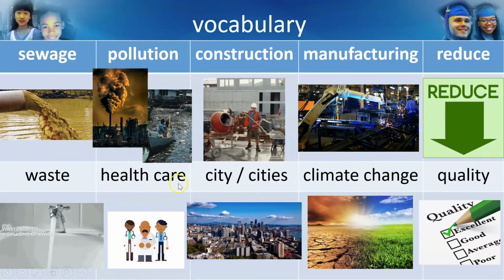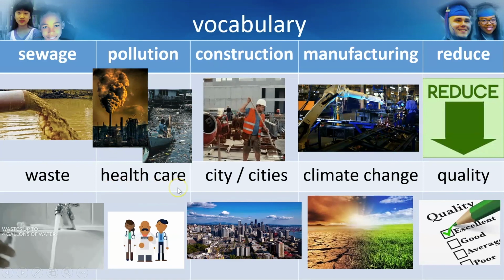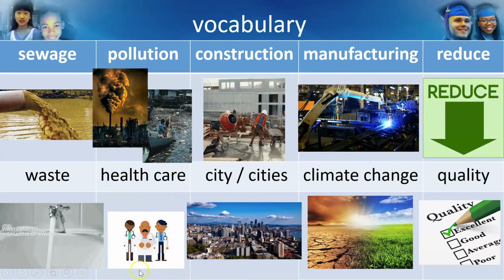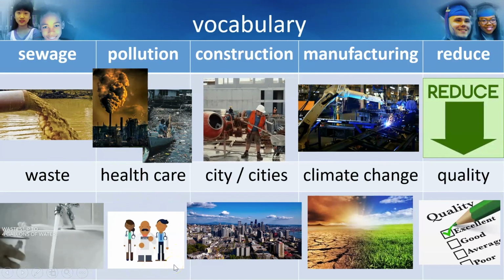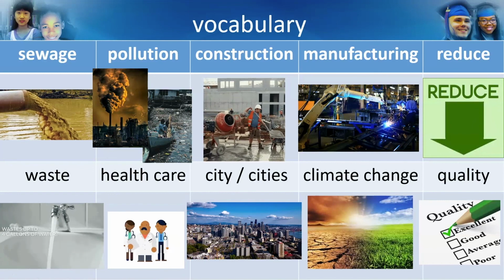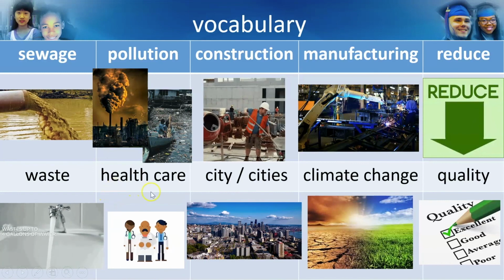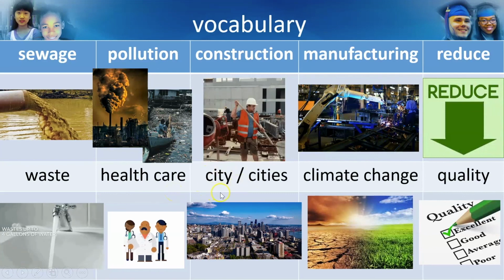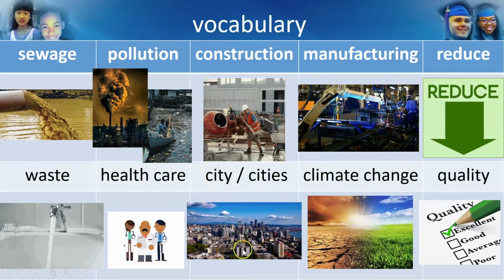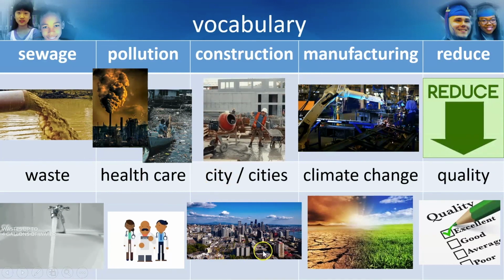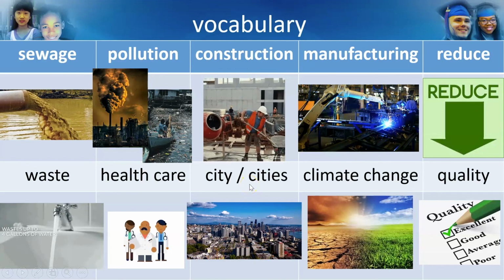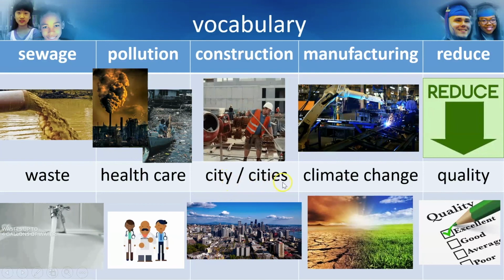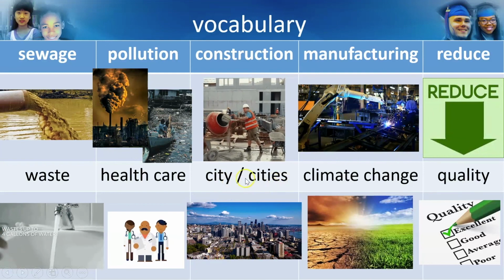Next, we have healthcare. Healthcare. Here we have doctors and nurses. They make sure that we have good health care, especially at the moment during the coronavirus. We're very aware of our health care. Next, we have city. City. So in the picture, we can see one city. If we have more than one, it becomes plural. So the Y is changed to IES. Cities.